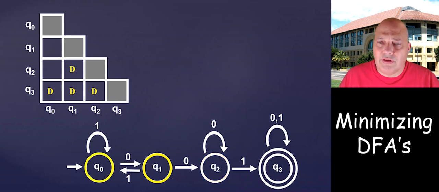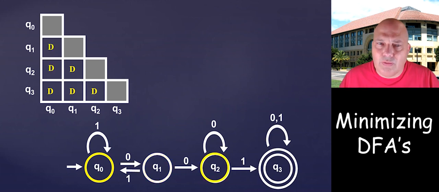Let's continue forward. Let's look at Q0 and Q1. Q0 and Q1 are not distinguishable by the symbol 1. If you take 1, both of them will reach Q0. But if you take the symbol 0, you'll reach Q1 and Q2. Now, we just argued before, and there is a D that certifies it, that Q1 and Q2 are distinguishable. And therefore, we can conclude that Q0 and Q1 are also distinguishable because they reached on 0 two distinguishable states.